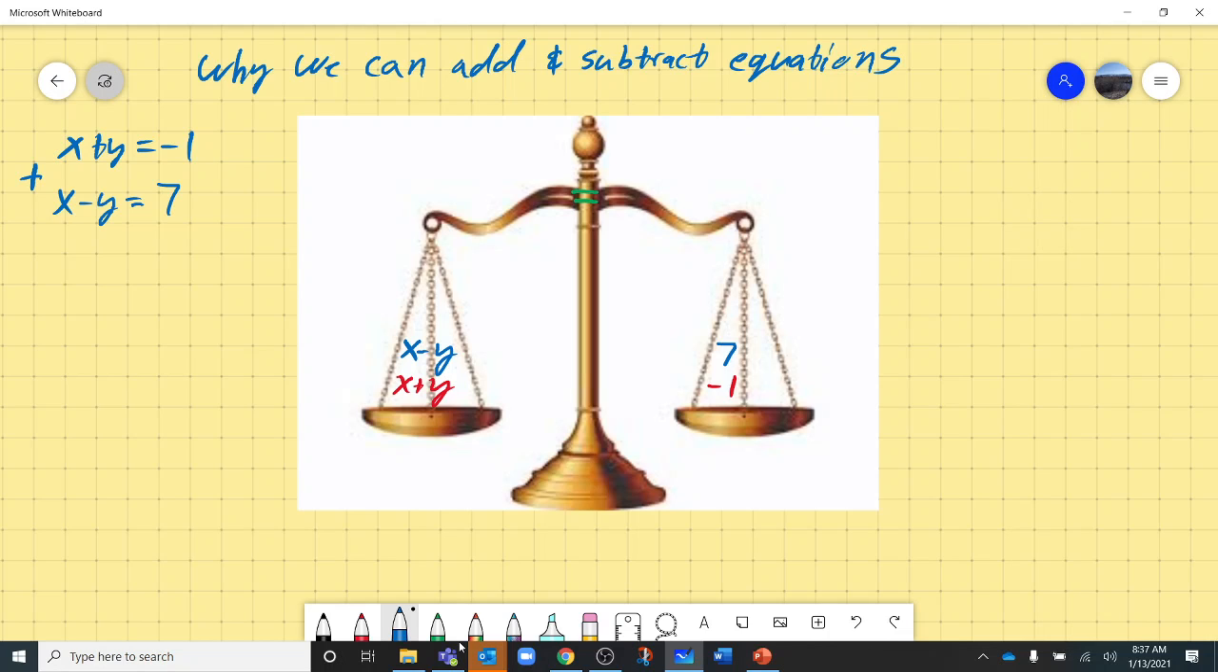So if we add weight to one side of the scale, we have to add weight to the other side of the scale, and it doesn't matter what that weight looks like as long as it's the same amount of weight. Okay. Hopefully that makes sense. Again, it's not essential that you understand that to be able to do the process. It's just helpful.